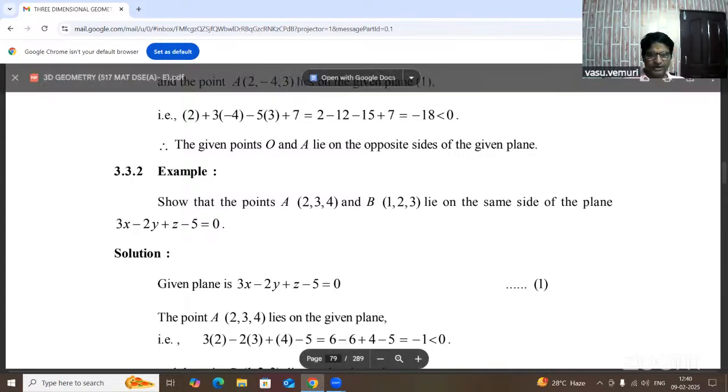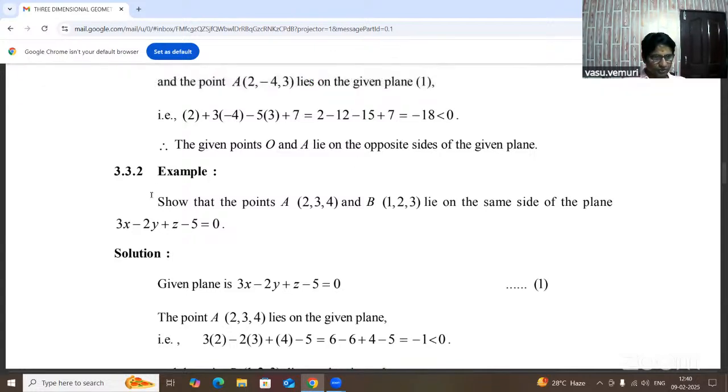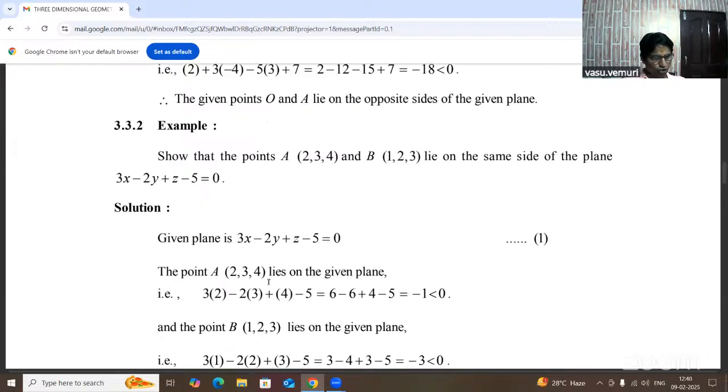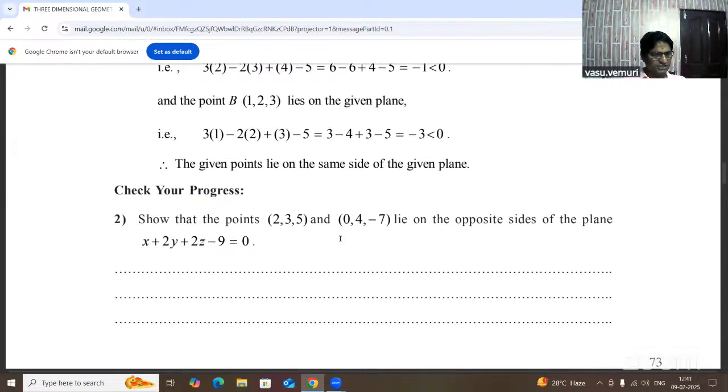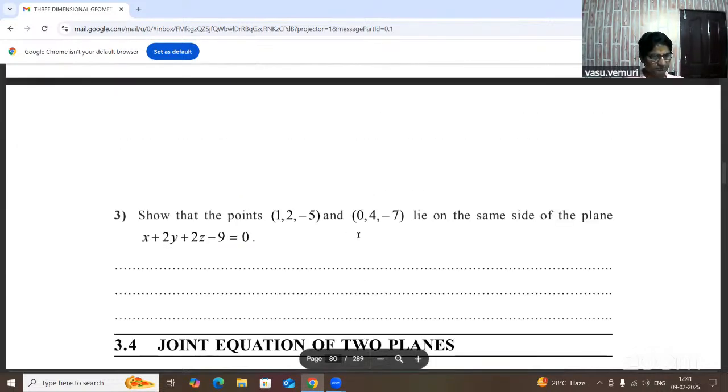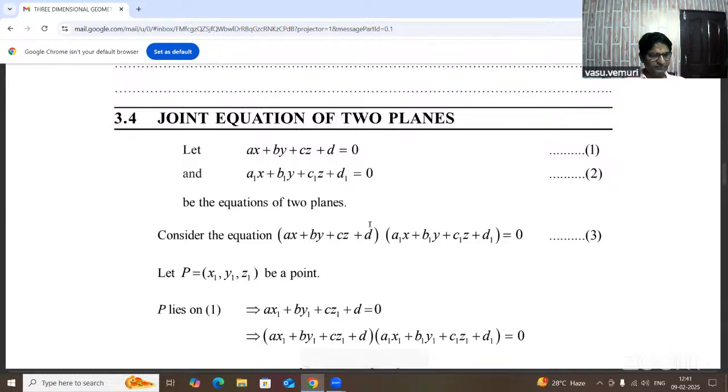A and B points are given, and one plane is given. Those points are on the same side. Substituting point A in this plane gives less than 0. Substituting point B in the given plane is also less than 0. So both are less than 0, which means they are on the same side of the given plane. These are also part of the practice. Okay, 2 and 3, very simple.